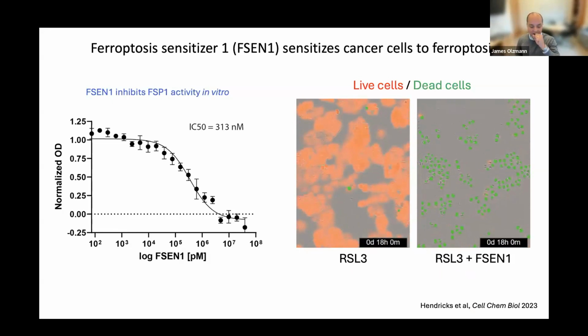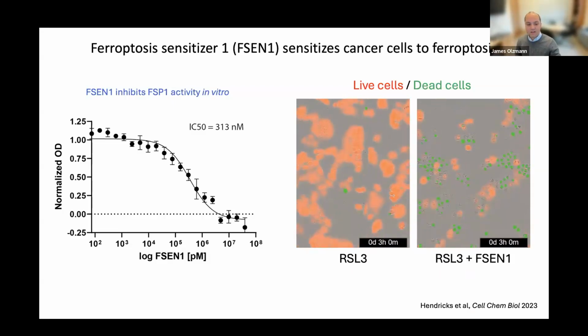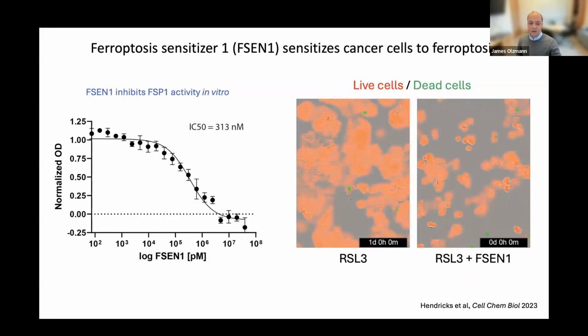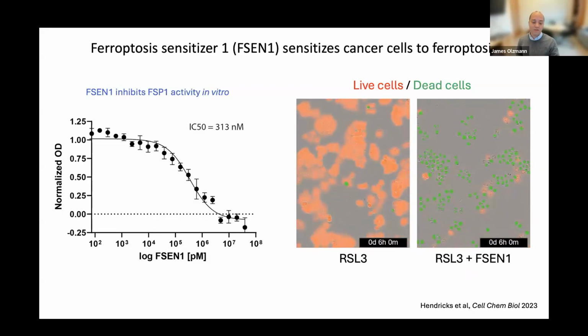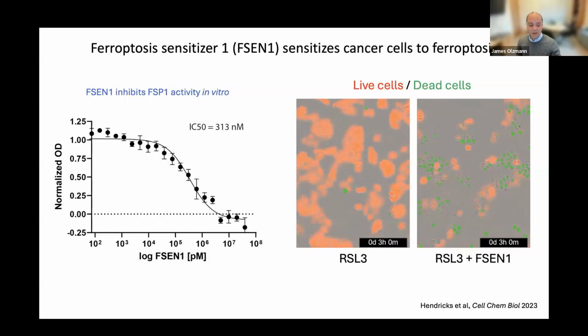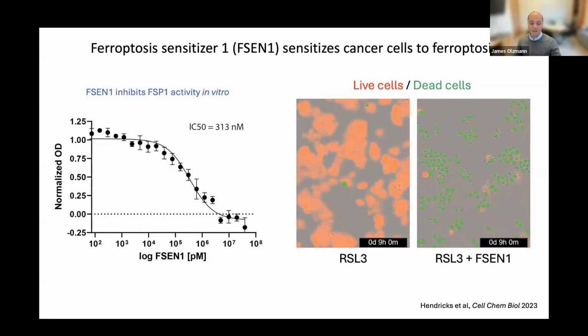Now, at the end of this study, we had some mysteries remaining. One was the mechanism of how FSEN1 was inhibiting FSP1. And we also noted that FSEN1 was specific to human FSP1, and it does not inhibit mouse FSP1 well. And it was unclear why this was the case.